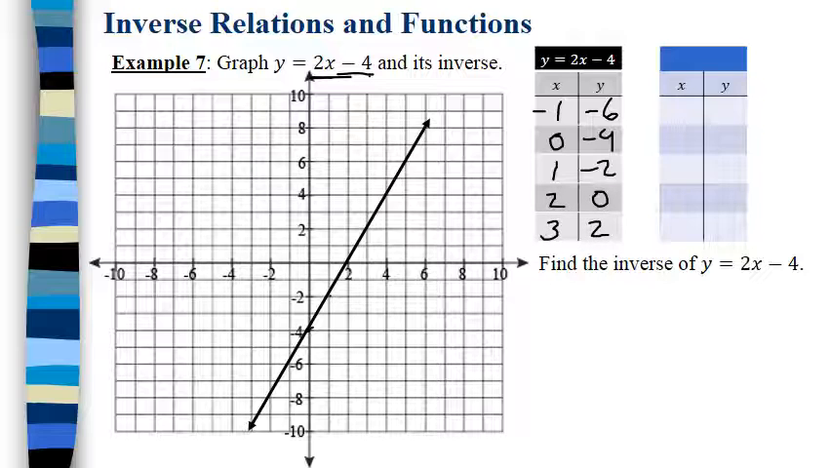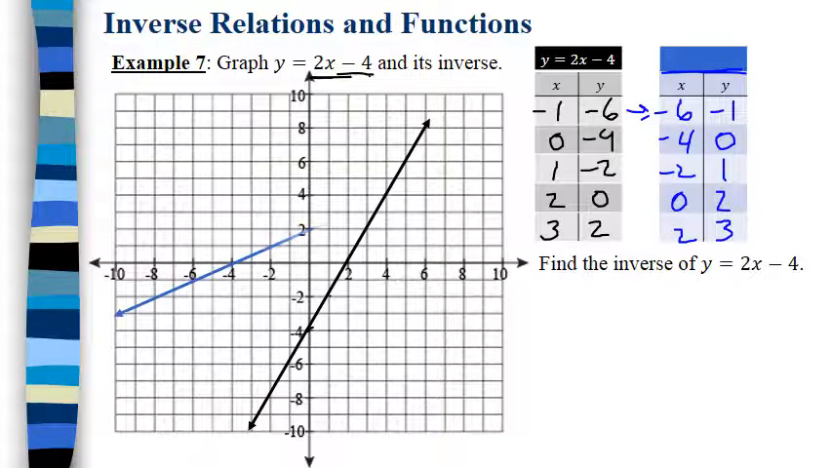And we can use the definition of inverse to write the points that should be on our inverse function. So if (-1, -6) is the original function, then (-6, -1) is the inverse. If (0, -4) is the original relation, then (-4, 0) should be in the inverse. And so we end up with (-2, 1), and (0, 2), and (2, 3). And so we're just switching the x and y values.